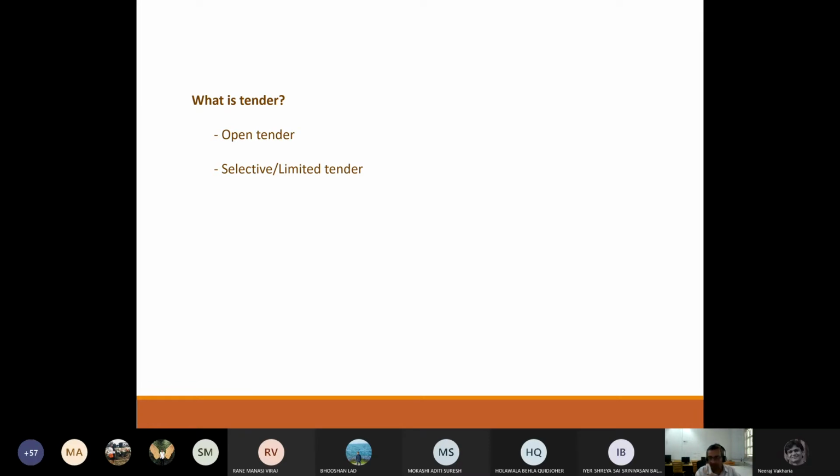Okay. And that's the other one, selective or limited tender. Selective and limited tender is where your client says that ours is a small project. We don't need to give an open tender in the newspaper. We need to just identify some very good contractors who are known in the market.